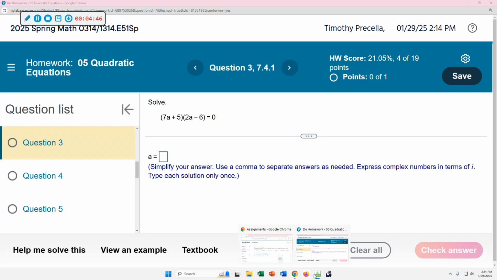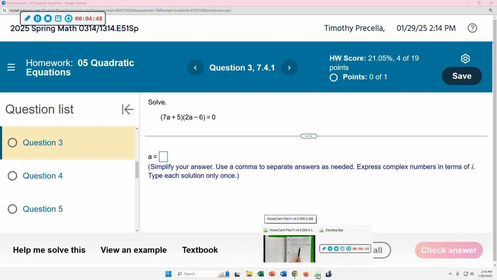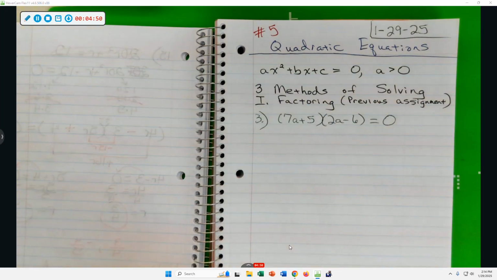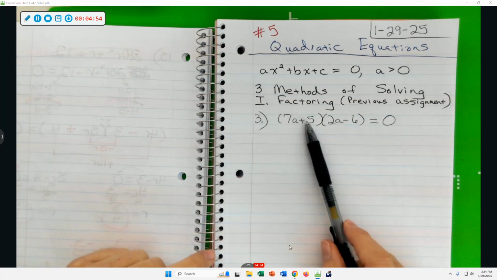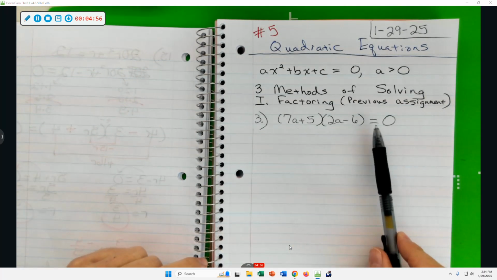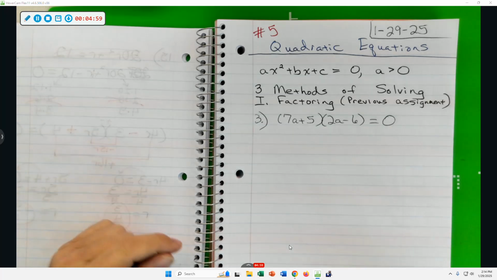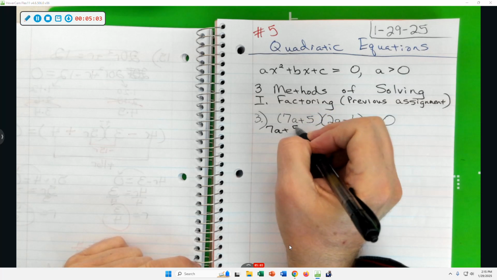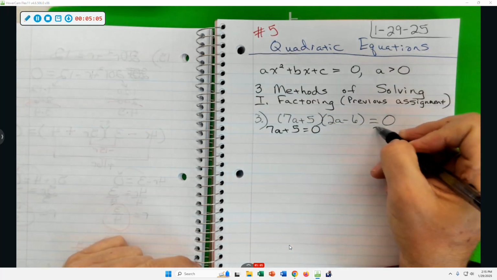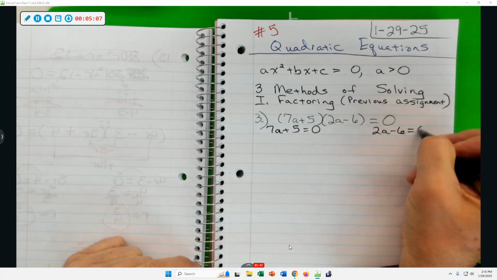Okay, so let me make sure: 7a plus 5, 2a minus 6. Yes, okay, switch over. So the important thing is they're trying to show if it's already written as a product set equal to 0, then just set each factor equal to 0. Set 7a plus 5 equal to 0. Set 2a minus 6 equal to 0.